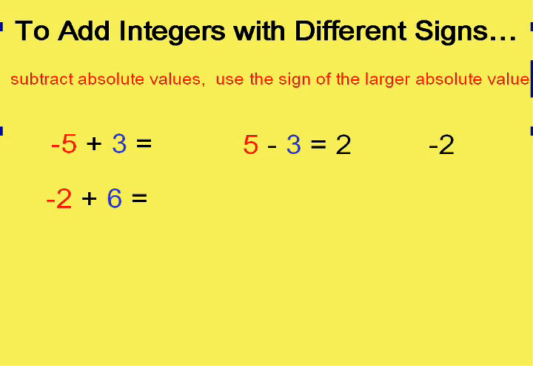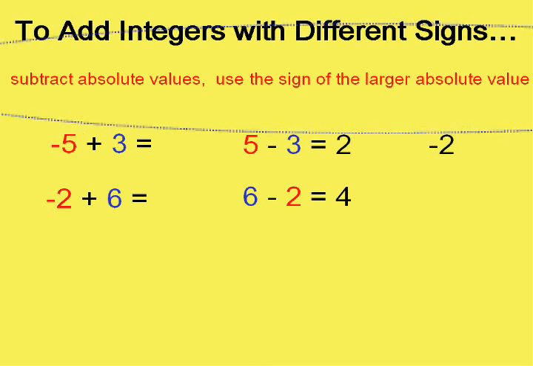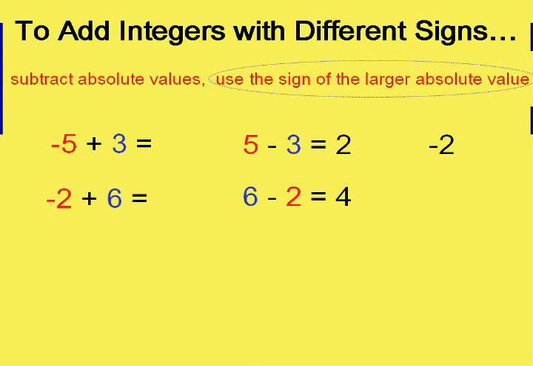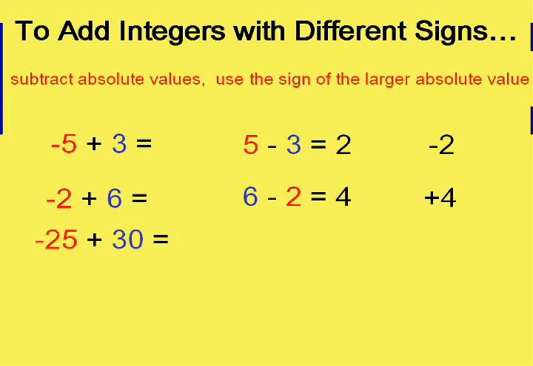In this problem, -2 and 6, once again, subtract the absolute values. Forget the signs and just subtract. We get a 4. Now what sign is that 4 going to get? We're going to use the sign of the number with the largest absolute value, and that's 6 in this case. That's the positive. So we don't have a -4. The answer is a +4. We don't have to write the positive, by the way.